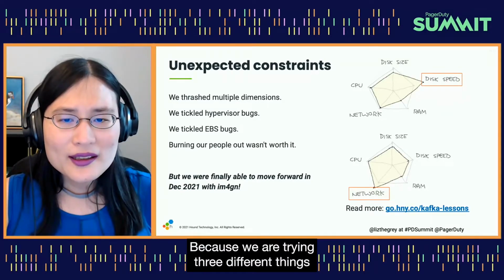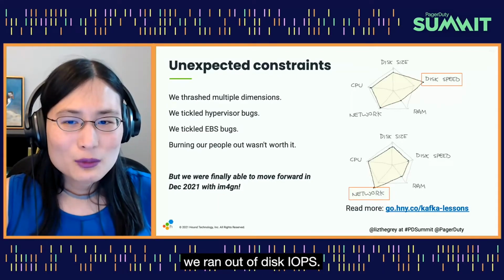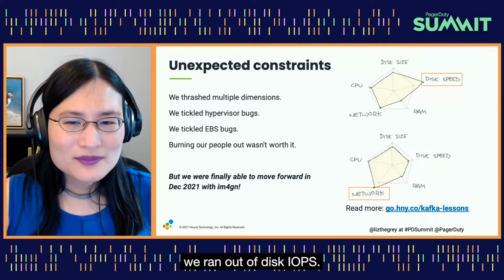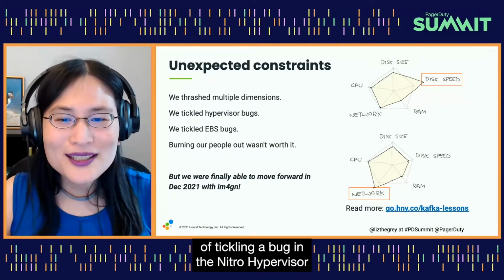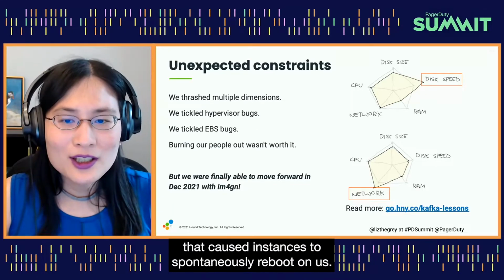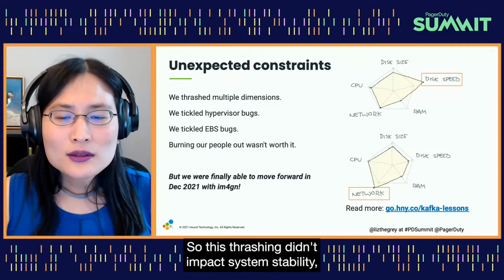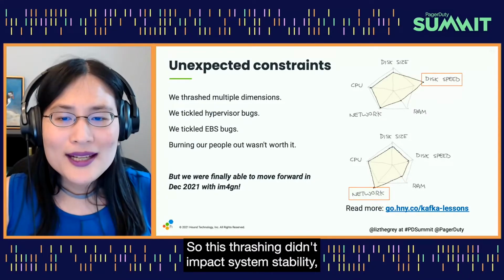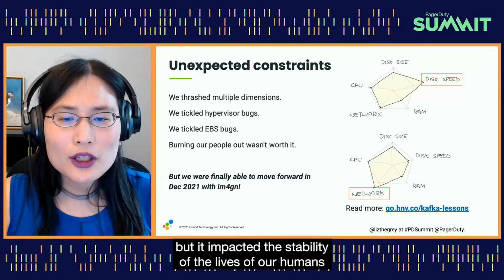Because we were trying 3 different things at the same time, we ran out of network, we ran out of disk IOPS, and lastly, we actually got to the point of tickling a bug in the Nitro hypervisor that caused instances to spontaneously reboot on us. So this thrashing didn't impact system stability, but it impacted the stability of the lives of our humans at Honeycomb.